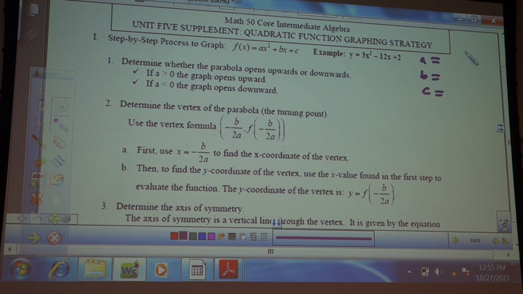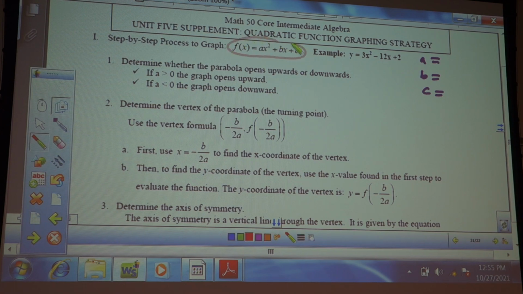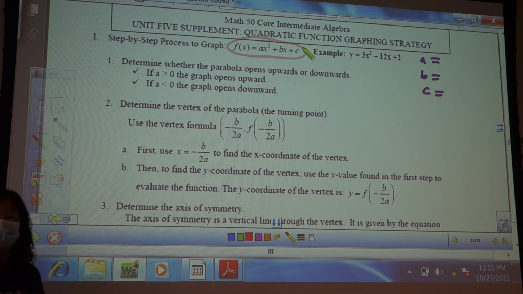All right, so what's my A? Everyone take a look for a second. This is my function. The number in front of the x squared, that's my a. The number in front of the x, that's my b. The number by itself, that's my c. These are called my coefficients, the numbers in front of the variables.